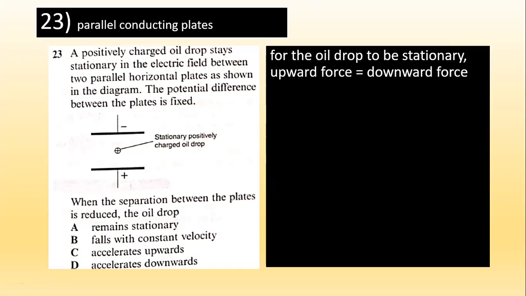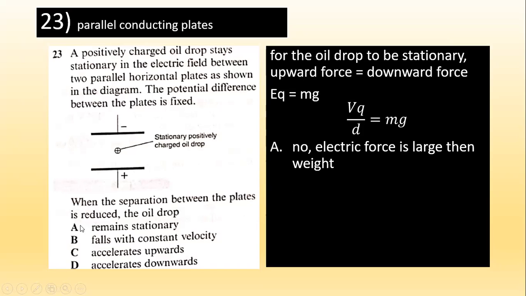Let's look at the physics involved. For the oil drop to be stationary, the upward force equals the downward force. Upward force is the electric force, right? The positive charge is attracted by the negative plate. Downward force is the weight. So what will happen? We replace the E with V over D, the potential difference and the separation D. Then we can see, remain stationary, no, right?